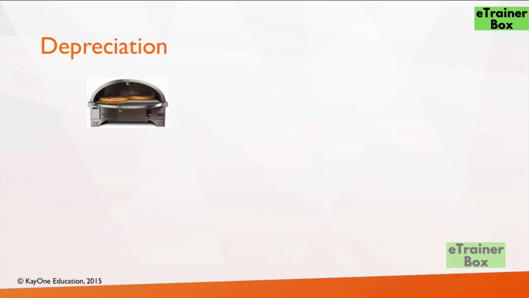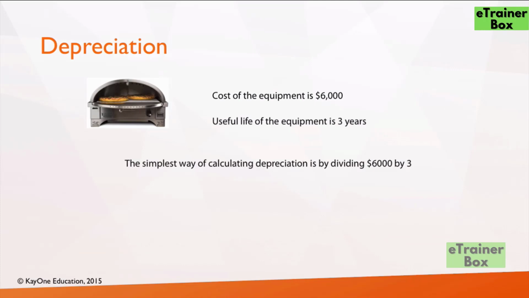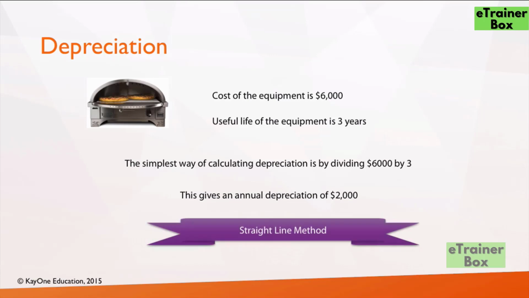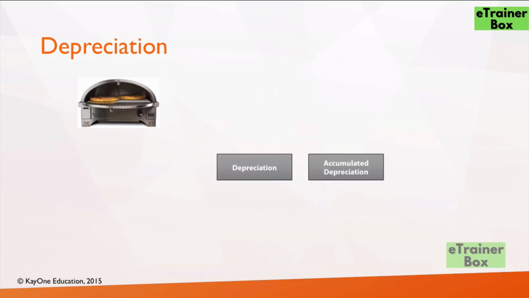Let's look at an example. Assume that this equipment is costing $6,000 and the useful life of this equipment is 3 years. The simplest way of computing depreciation is dividing 6,000 by 3, which gives an annual depreciation of $2,000. This method of accounting for depreciation is called the straight line method, whereby every year $2,000 is accounted as depreciation. So in year 1, the depreciation is 2,000, year 2 it's 2,000, year 3 it's 2,000, and from year 4 there is no depreciation because the useful life is 3 years.